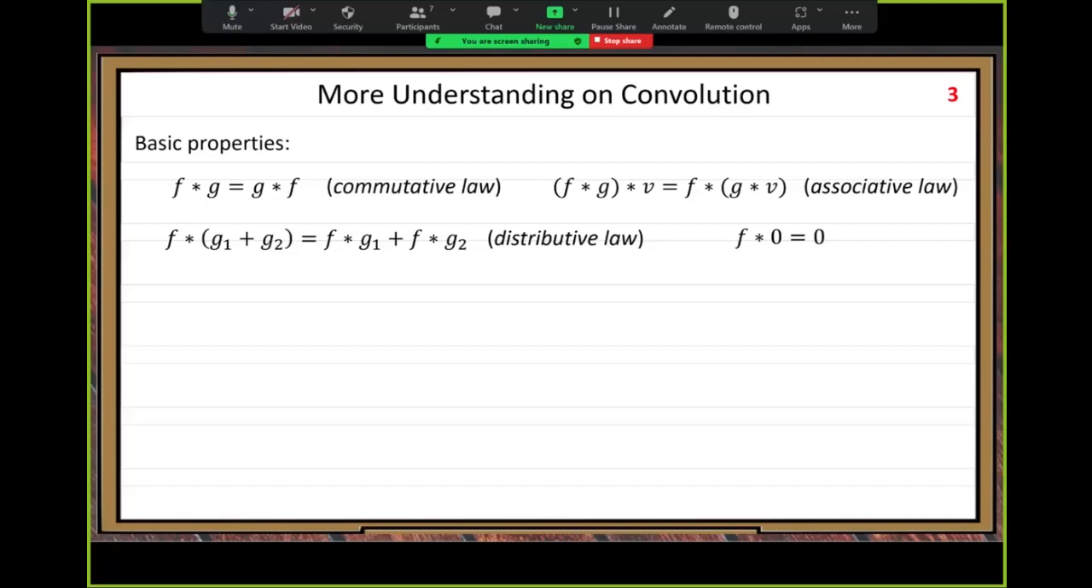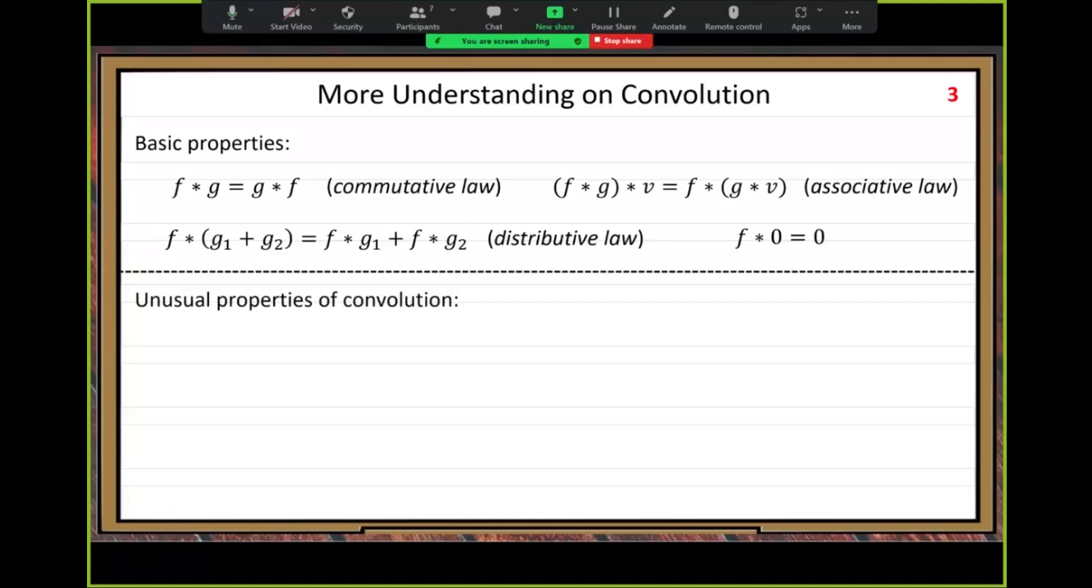But if you make your extension too much, you may get something wrong. So here I show you one example. Unusual properties of convolution. So what's that? F convolute with 1 does not equal F. It's different from a product. Some people may treat convolution as a product, or are confused because it is similar to a product. Here, it's not multiplication. It's different from regular multiplication.